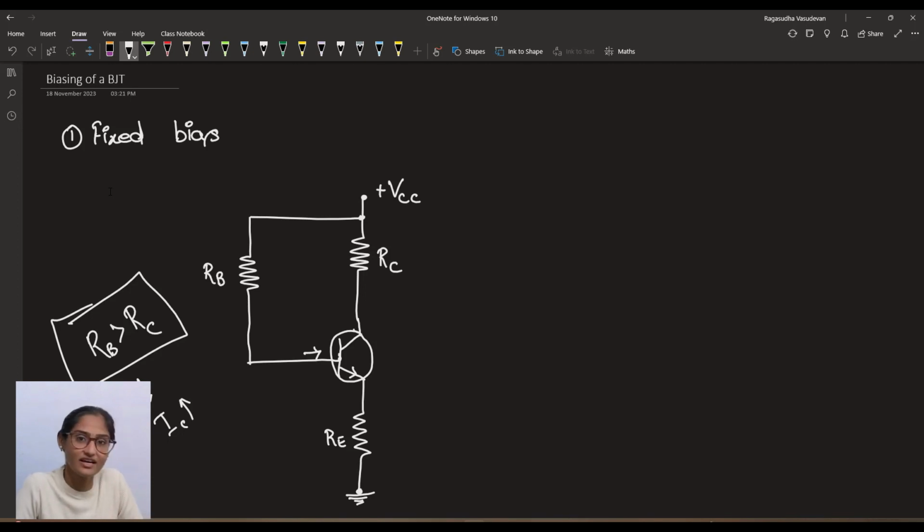The advantage is that you are using only one single power supply, and you are applying it across the collector as well as the base. This is the fixed bias.